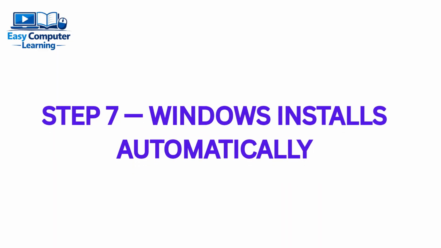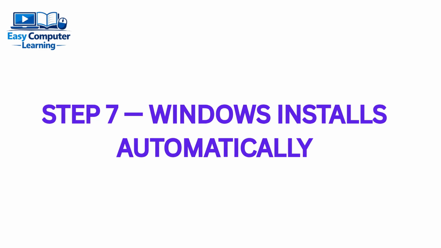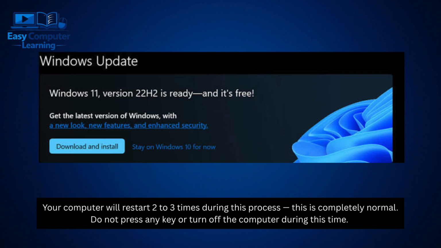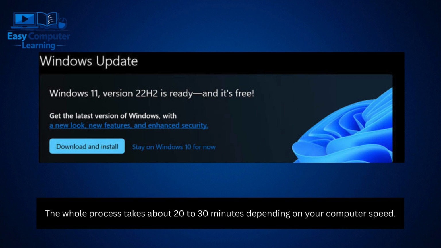Step 7. Windows installs automatically. After clicking Next, Windows will start installing automatically. You will see a progress screen showing copying files, installing features, installing updates, and finishing up. Your computer will restart 2 to 3 times during this process. This is completely normal. Do not press any key or turn off the computer during this time. The whole process takes about 20 to 30 minutes, depending on your computer speed.